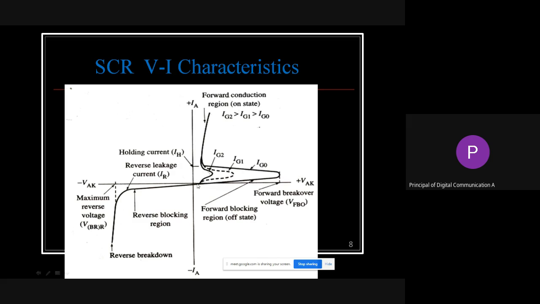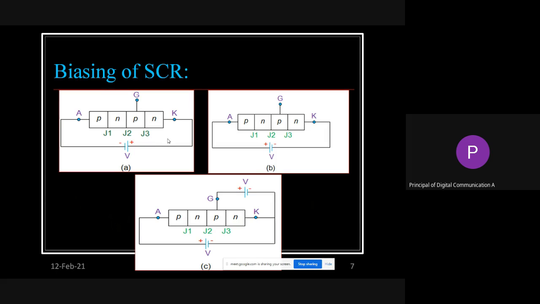So what is forward blocking? फॉरवर्ड ब्लॉकिंग मध्ये काय होतं तर VAK देत जातो आपण. VAK means anode to cathode voltage we are increasing, but at that time the current is not going to flow through the SCR. म्हणजे IA जो आहे तो वाहत नाही, कारण that is what we have seen over here की फॉरवर्ड ब्लॉकिंग मध्ये जरी हे व्होल्टेज वाढवत गेलं तर J2 हा रिव्हर्स बायस मध्ये असतो, त्यामुळे करंट फ्लो होत नाही.